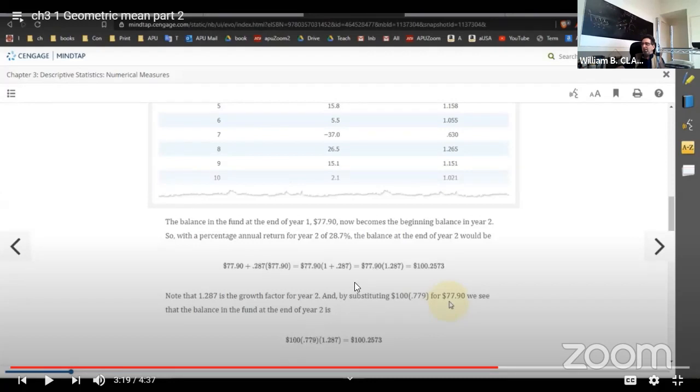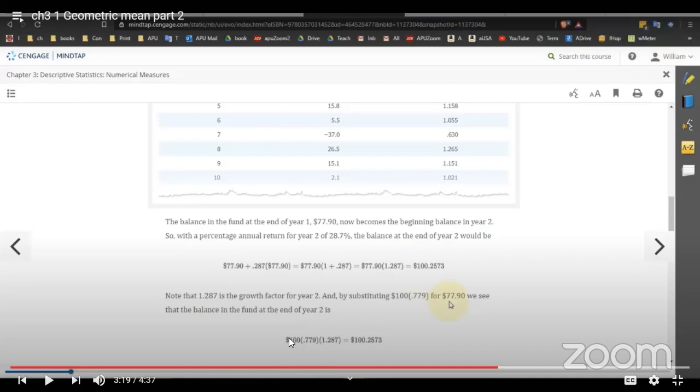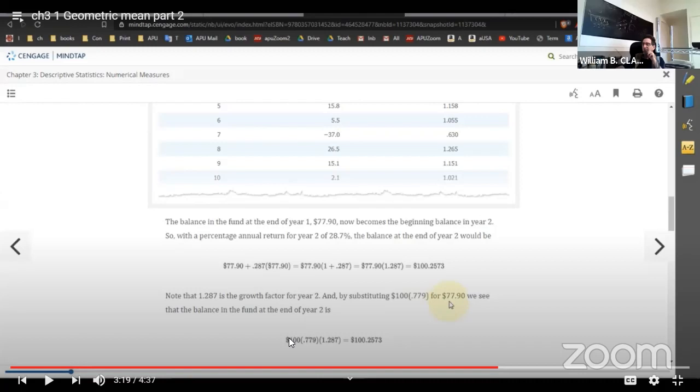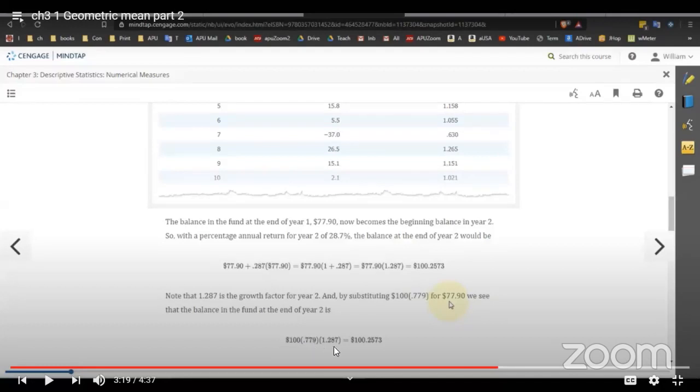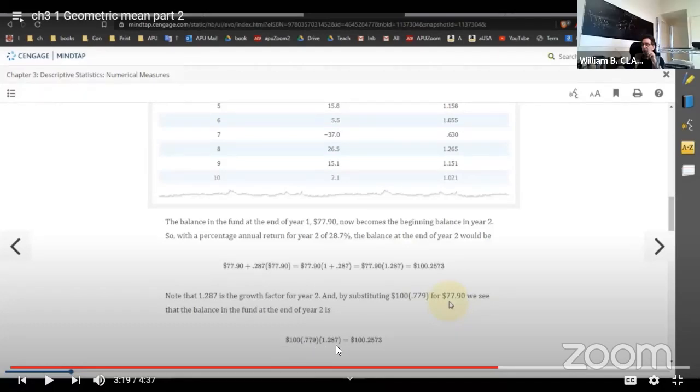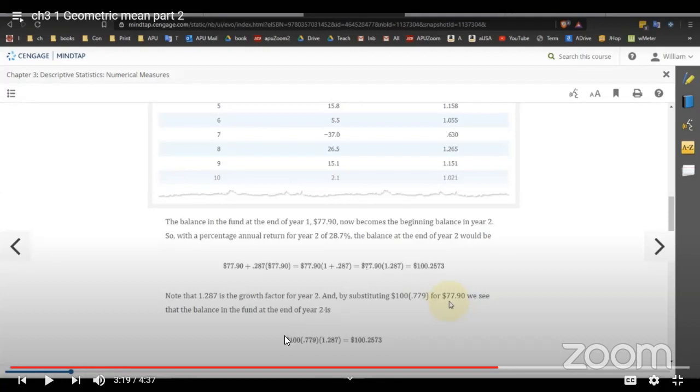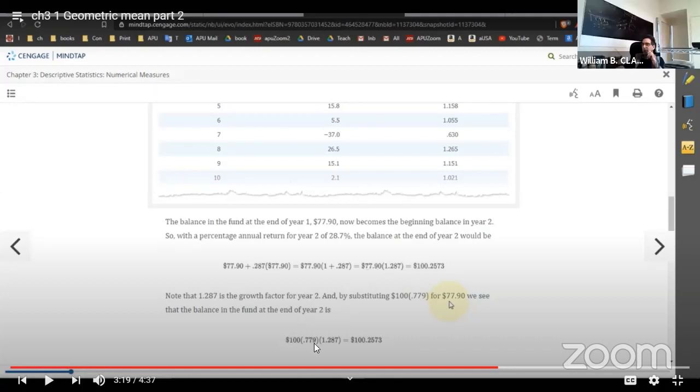77.9 as the initial balance, which was $100, times the growth factor in the first year, right? So instead of writing this, we can write these two pieces here, right? Everyone agree with that? Yes. Okay, so at the end of the second year, instead of writing this calculation, we could write it like this calculation, right? With these three terms instead of just these two, because we took the first term and we wrote it as two factors, this one and this one, right?